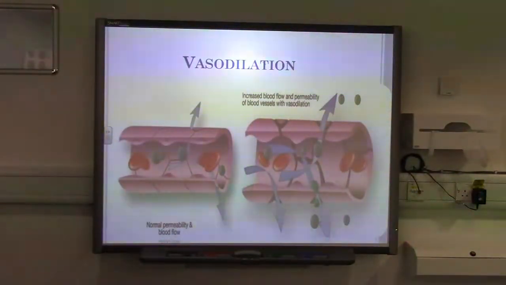So just to show you in an image diagram, you've got your normal permeability and blood flow on the left of your screen, and then whenever there's increased blood flow and permeability, there's vasodilation. So there's increased blood flow, the permeability is increased, which means that cells can now travel out of the blood to the site of injury, and because of that vasodilation, there's more blood to the injury site.